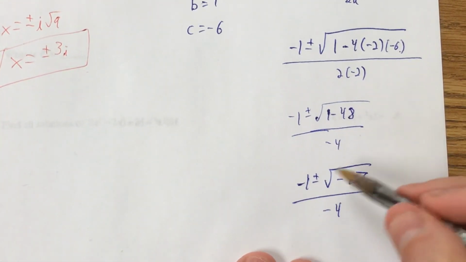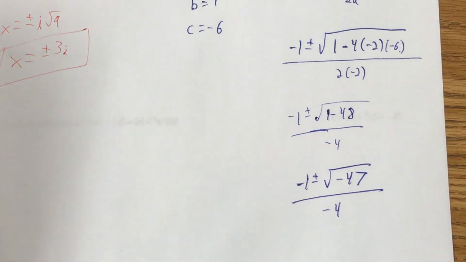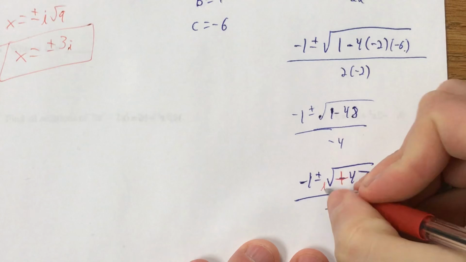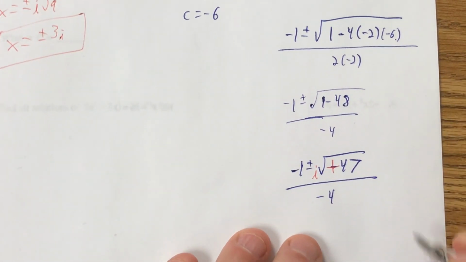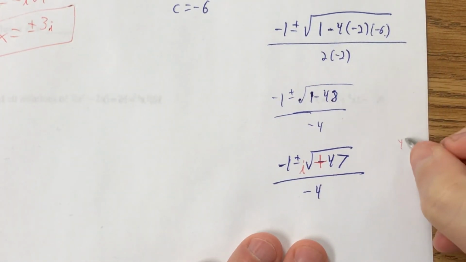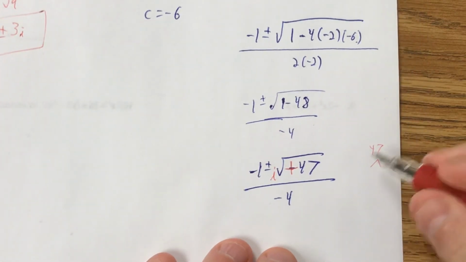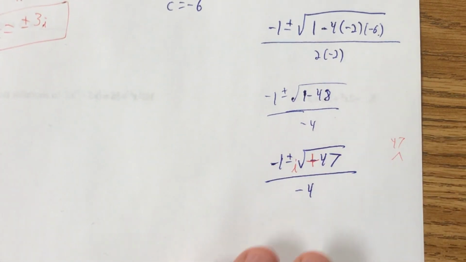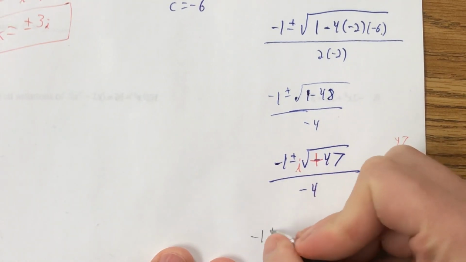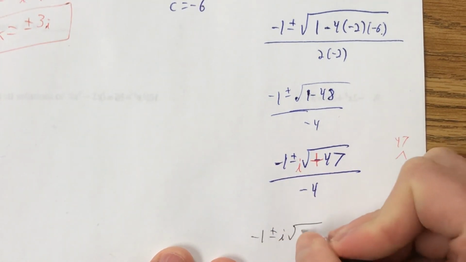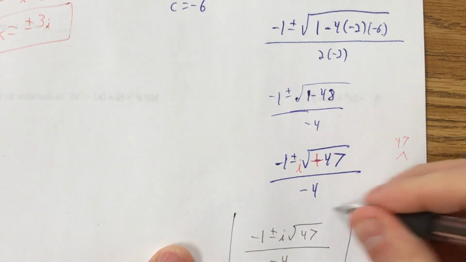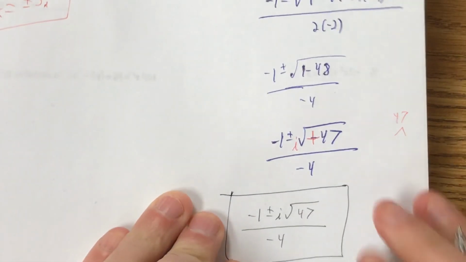Which, once again, you can't take a square root of a negative. So you make it positive and you put an i in front. 47, you can try to do a number tree to see if you can simplify it, but you can't simplify the square root of 47. So your final answer is just going to be negative 1 plus or minus i root 47 all over negative 4. And there you go.